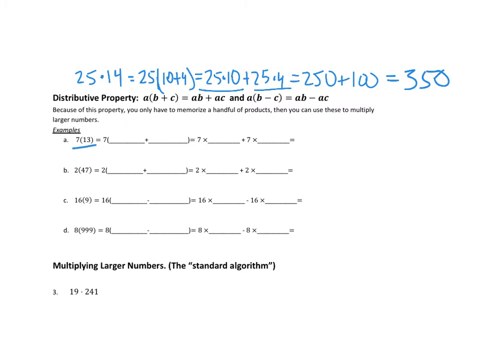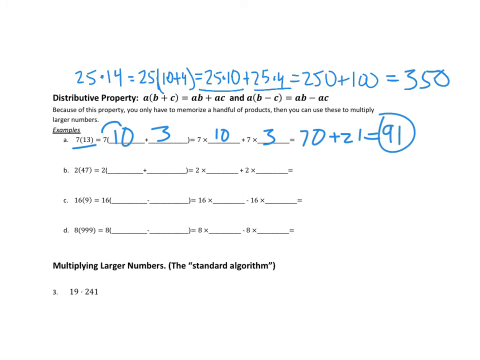So 7 times 13. Well, can you break 13 up into 2 easy numbers? Well, 7 times 10 is going to be easy. I think we can do 7 times 10, and I think we can do 7 times 3. Okay, 7 times 10 is 70. 7 times 3 is 21. And now that's a pretty easy adding, 91. So that's a good way to go there. There's other ways. You could break it up differently.